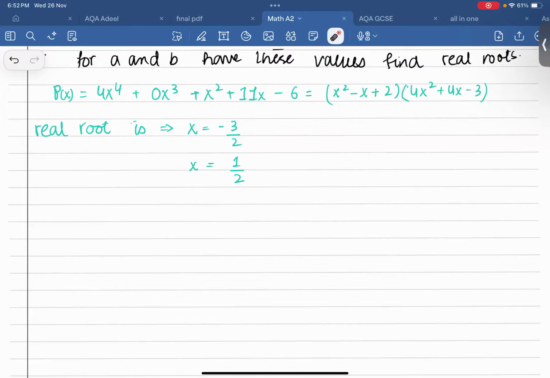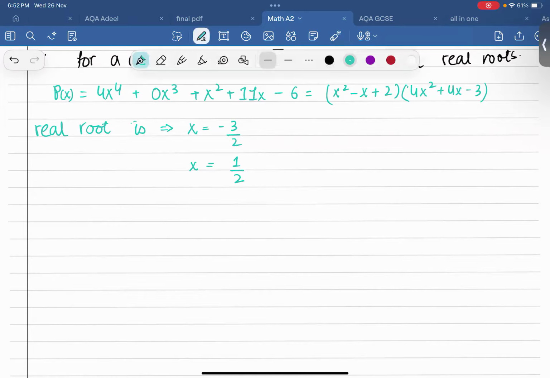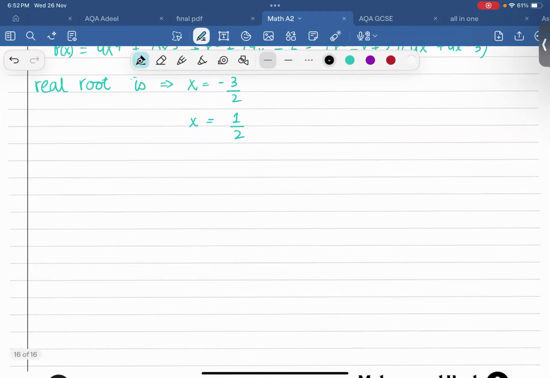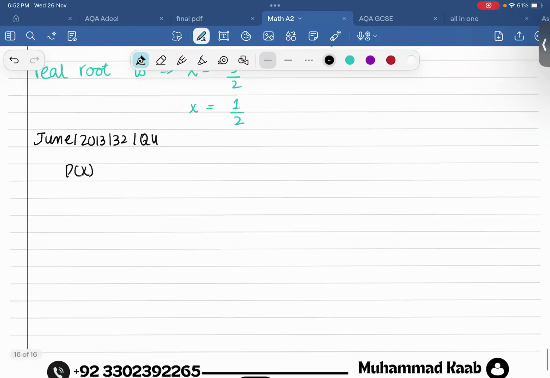So, okay, now I have a question. The question is, I have a polynomial p of x, okay? The question is from June 2013, paper 32, question number 4, okay? So I have p of x, and that is given by ax cubed minus 20x squared plus x plus 3, right? This is the cubic equation that I have, okay?